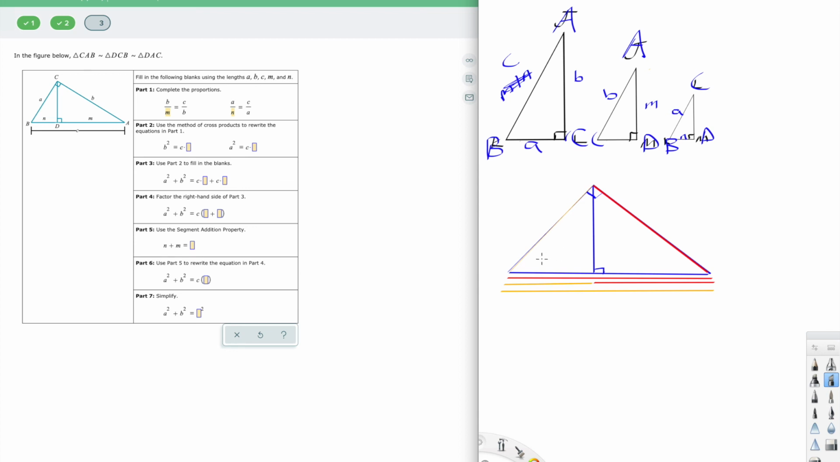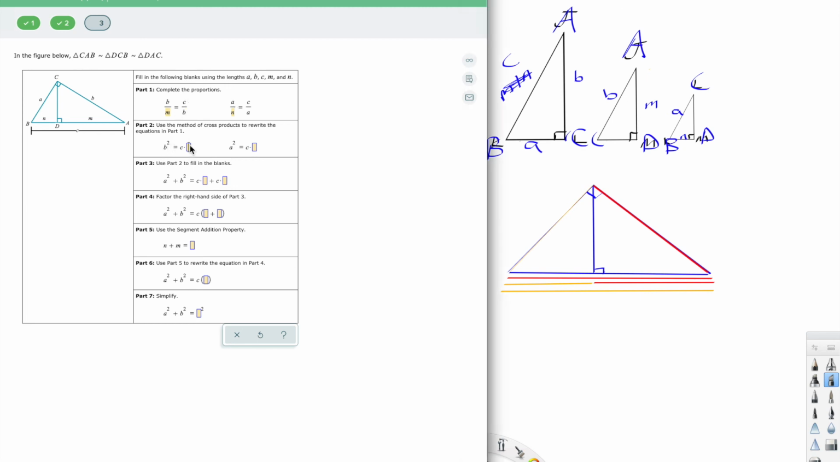So use the method of cross product to rewrite the equation. So cross product literally means they want us to cross multiply. So B times B is B squared. And then C times what? Well, we filled it in with M, so it's going to be C times M. A times A is A squared. C times N. So they're just not giving us that fill in the blank because then they would know what we filled it in with.